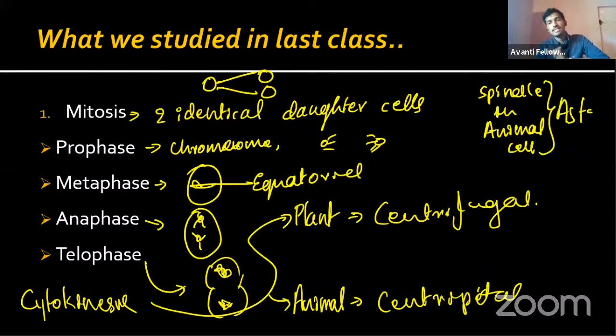Why do we call it the aster? Because it can produce the spindle in all directions. It looks like a star, right? So we discussed that. Yeah. So this much only we studied.